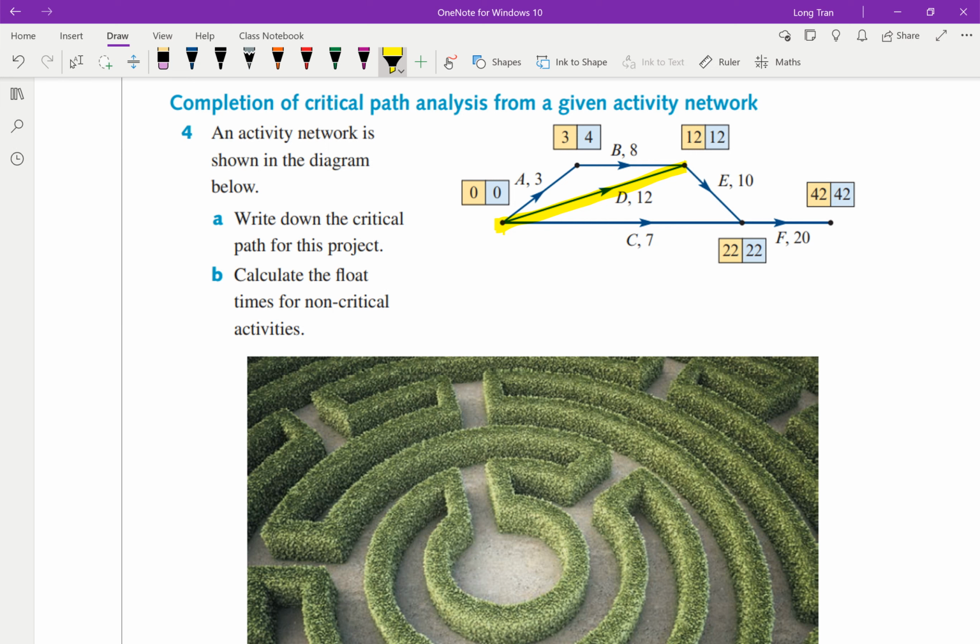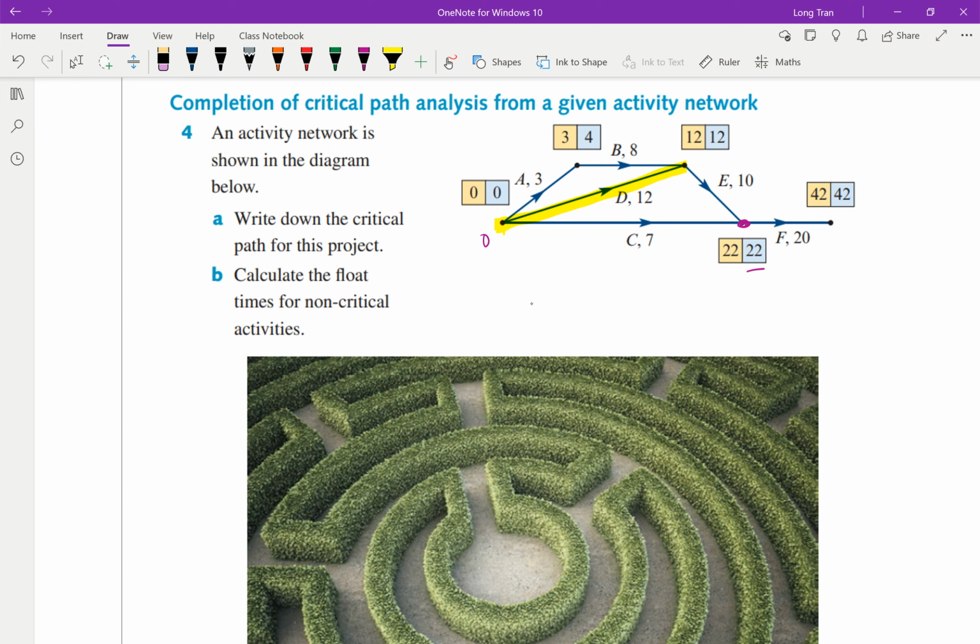And then you look at the next one, you might question, well, actually this point over here, which is the starting of F, has 22, 22. You're wondering, should I highlight C? No, you do not highlight C at this point because clearly we've identified that D will give us that 12 and 12. Now you're wondering why couldn't I have done it this way? Because the duration of C is 7. If this is 0, 0 plus 7 doesn't give you 22. There's no way you could have got 22 from activity C.